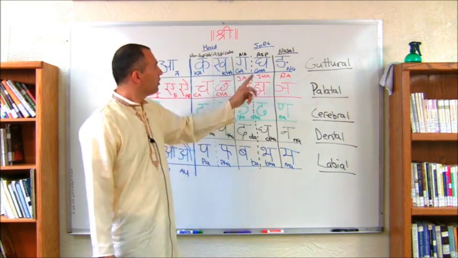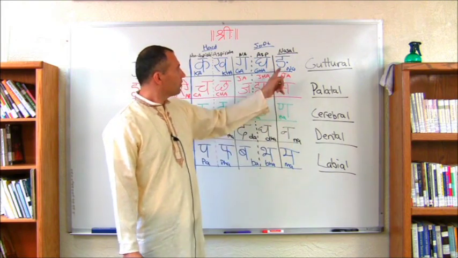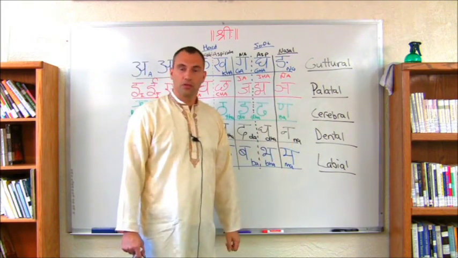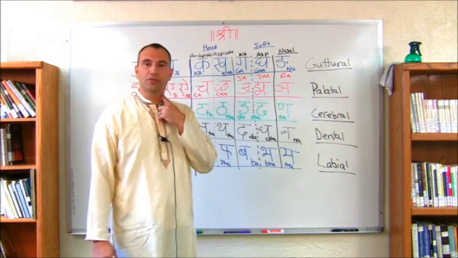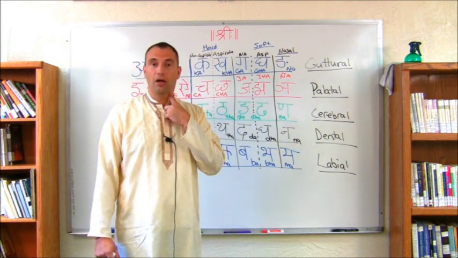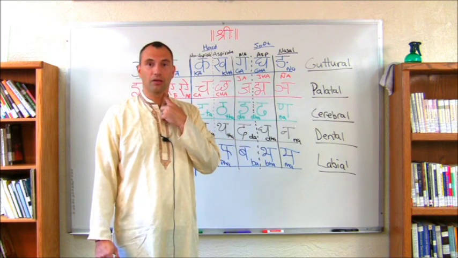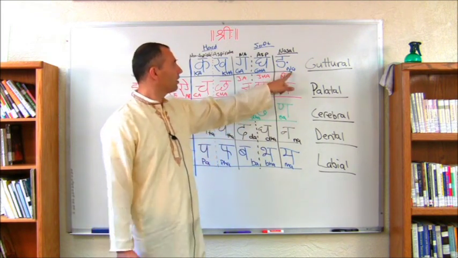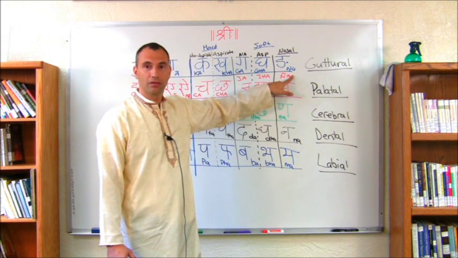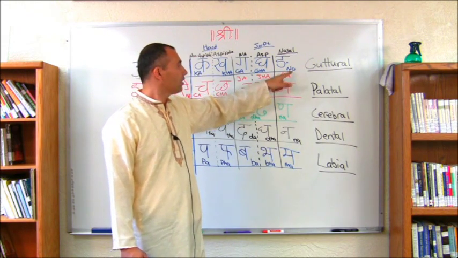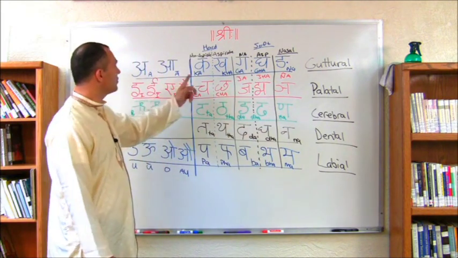Okay? The final row is nasal. This nasal is the guttural nasal. So this sounds like the word sing, ng. Say ng. Sing, bing, ring, ling, ng. Okay? So let's say these now.